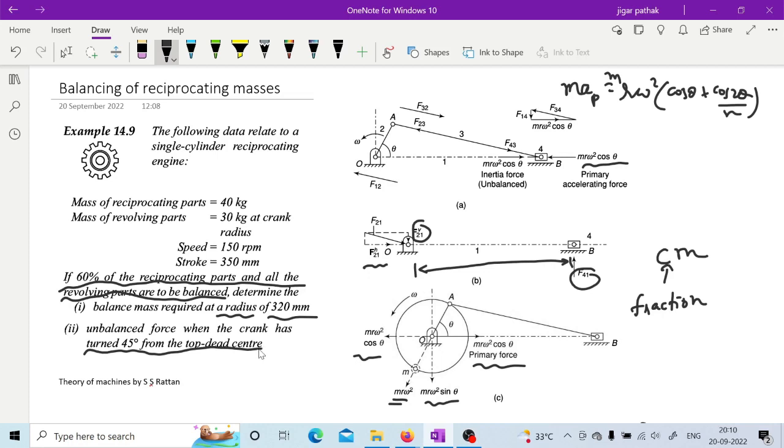So the unbalanced force also we have seen, right? The last one we calculated, the resultant unbalanced force in the reciprocating part, is (1 minus c) m r omega square cos theta square and c m r omega square sin theta square. That is what we have mentioned.